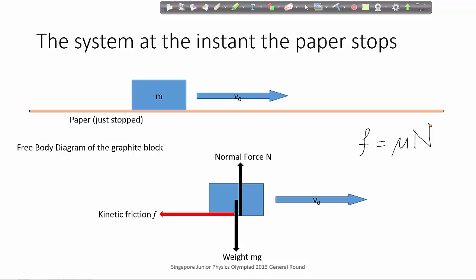We suppose that the paper and block are situated on a flat surface, allowing us to say that the normal force N is equal to the weight of the block mg. Combining the two equations, we know that the kinetic friction acting on the block forms the net force acting on the block, and is given by the coefficient of kinetic friction multiplied by the weight mg.